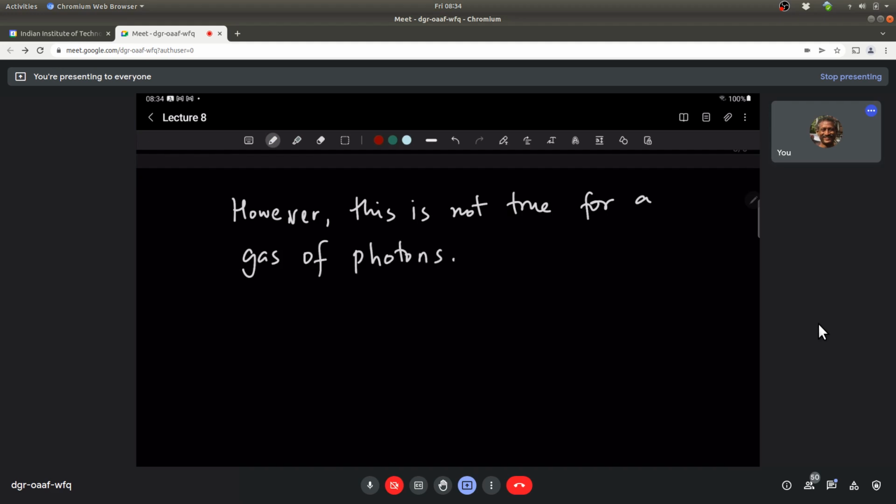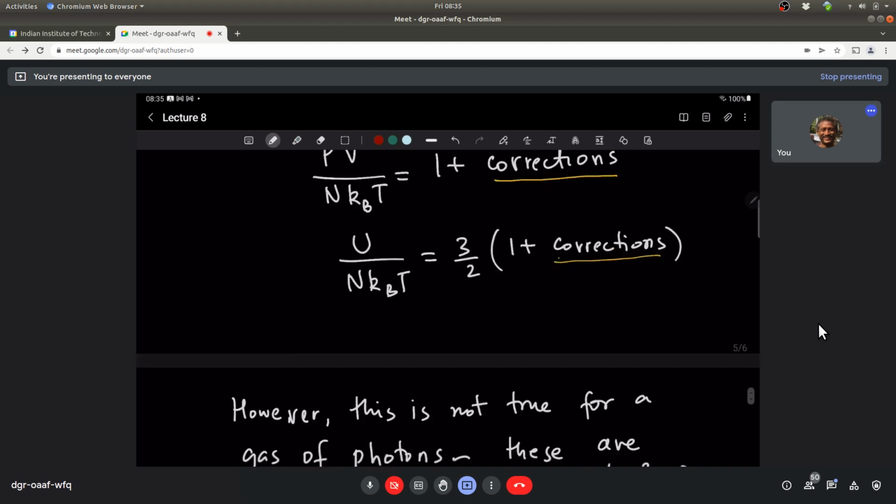So, however, this is not true for a gas of photons, for instance. Okay, why? The reason is that these are relativistic, and the energy is proportional to c times the magnitude of the momentum. So this is the dispersion relation, which is not p squared upon 2m, which is the case in all the other cases.